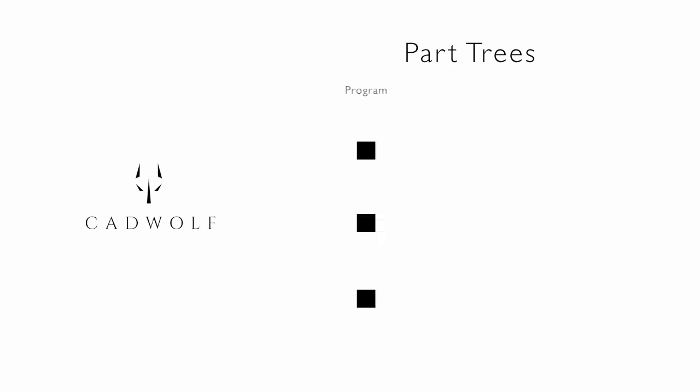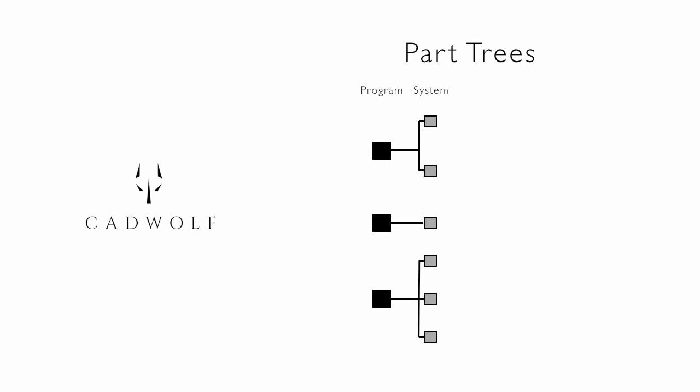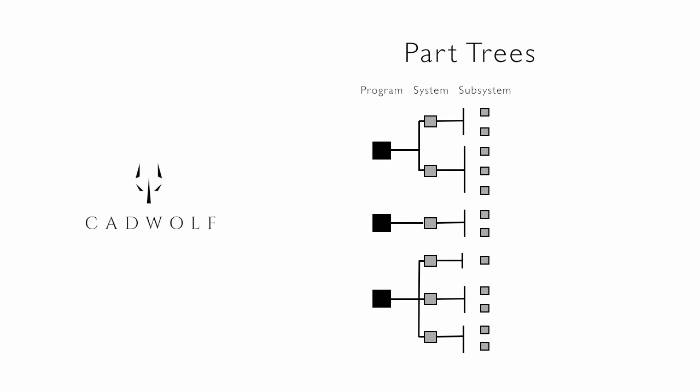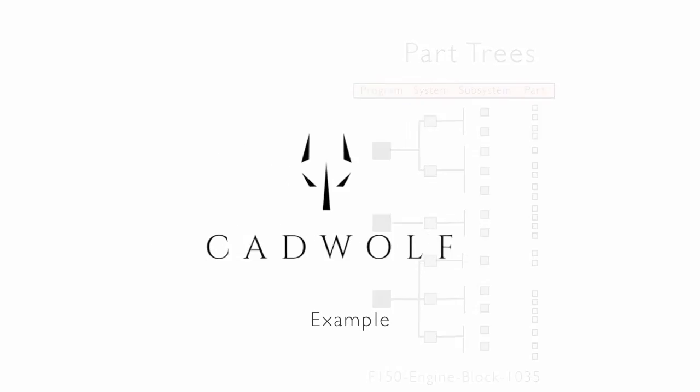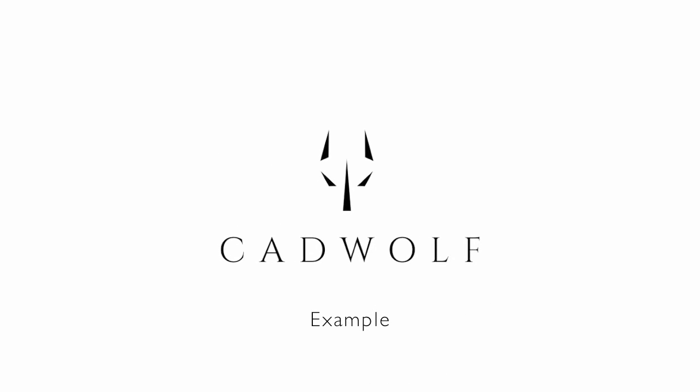A part numbering scheme is simply a way of tracking small parts of a large project. Every program has numerous systems which have numerous subsystems which in turn have numerous parts. Part trees assign a name to each part that indicates its location within the structure. For example, a part in a truck engine might have the number F150-engine-block-1035. The first three entries detail the vehicle in question, and then the system and subsystem in question. The last entry is a unique part number. Let's walk through an example to get a better idea of everything a part tree can do.